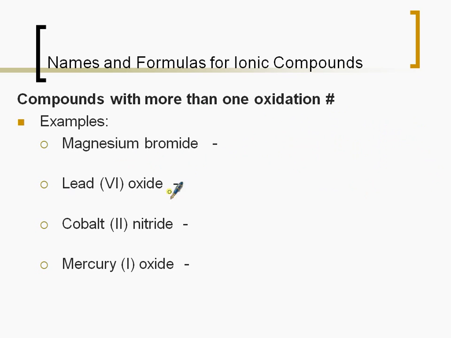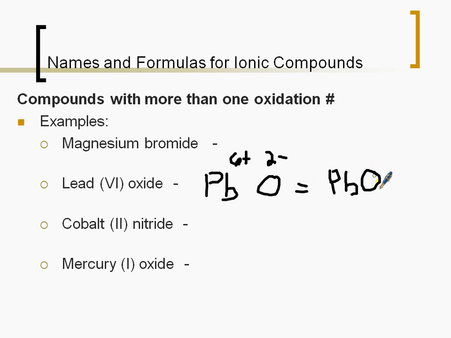Okay, lead 6 oxide. I know the symbol for lead is this. I know what the charge is because it tells me right there, the Roman numeral. And I know that oxygen is a 2 minus. I have to get them set to equal 0, so I need 2 more oxygens to balance out. So the way I would write this is PbO3. So PbO3 would be the correct answer.